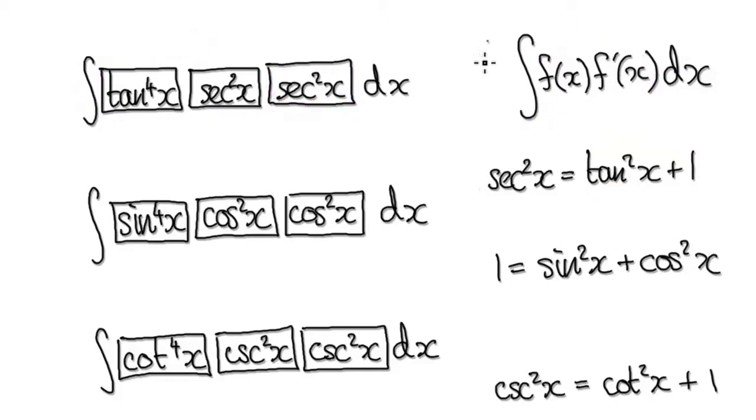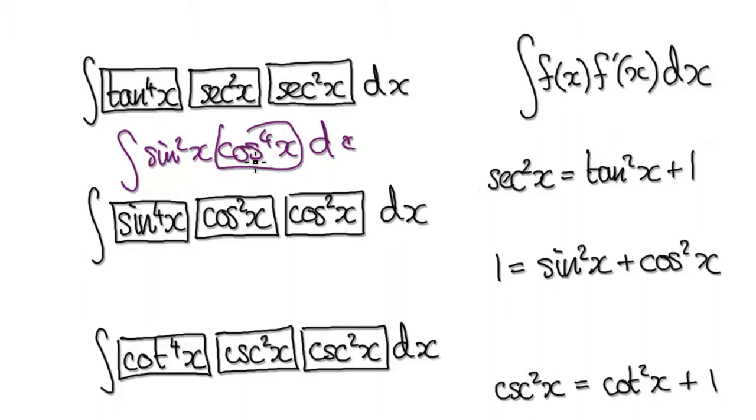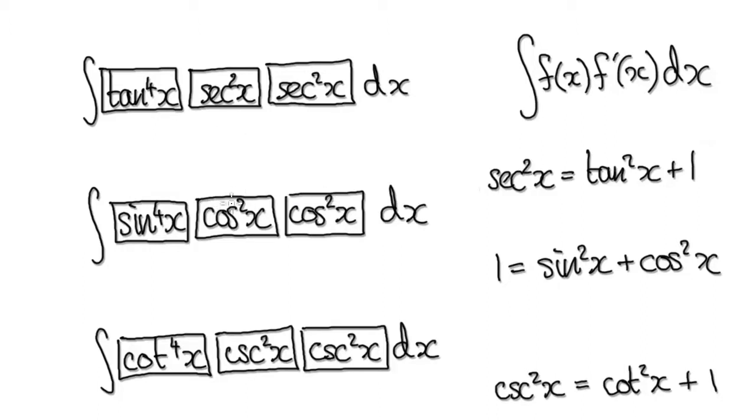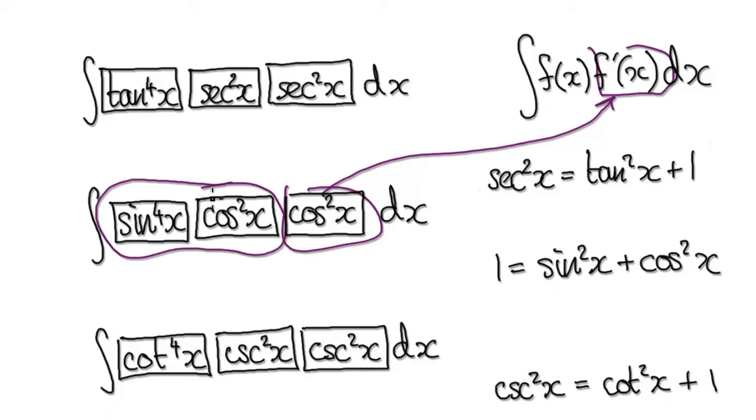So cast your mind back a few videos. We did something similar to this. To integrate sine squared x cos to the power of 4x dx, we would break this into this and into this, and then this is your f prime, and then we need to rewrite everything in terms of sine, but then there's a block of cos squared here. So to convert this, we would make use of this identity.